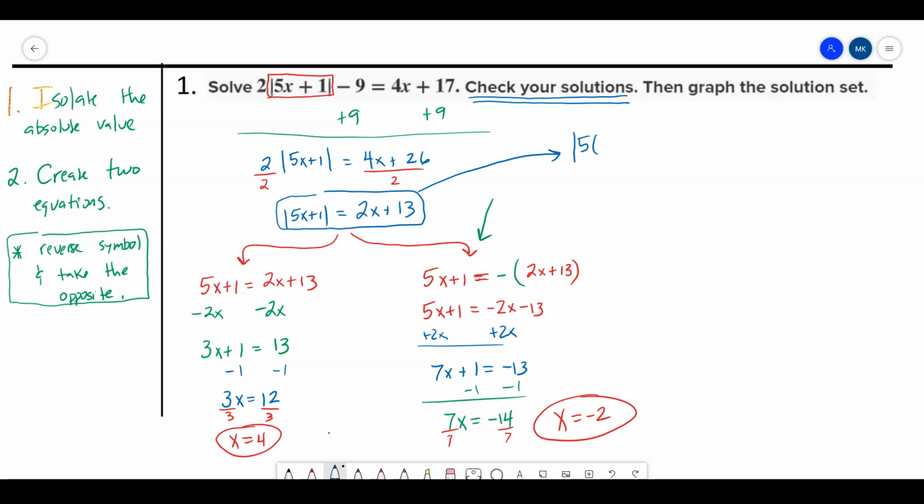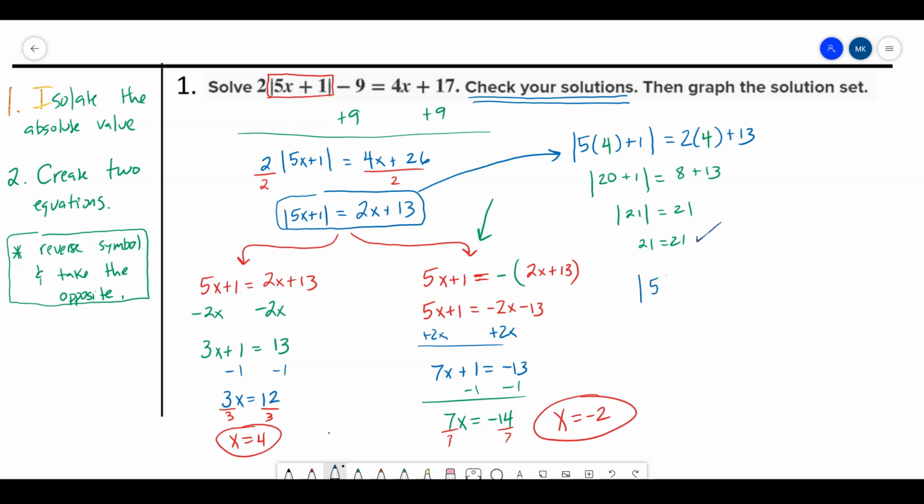So if I check x equals 4, that means I'm just going to substitute 4 into x. So let's go ahead and do that. If I plug a 4 in here, let's just make sure that this is true. So this would be the absolute value of 20 plus 1 equals 8 plus 13. The absolute value of 21 equals 21. And yep, that makes sense, right? That means that 21 equals 21. And that's good.